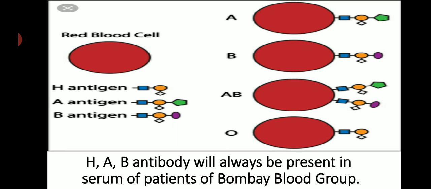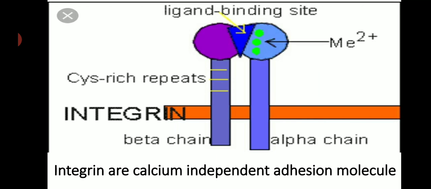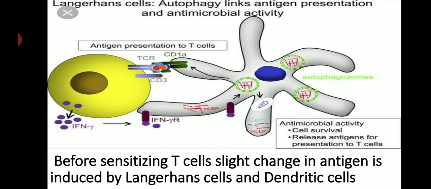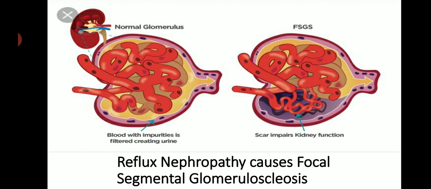Anti-A and anti-B antibodies will always be present in the serum of patients of Bombay blood group. Integrins are calcium-independent adhesive molecules. Before sensitizing T cells, slight change in antigen is induced by Langerhans cells and dendritic cells. Reflux nephropathy causes focal segmental glomerular sclerosis.